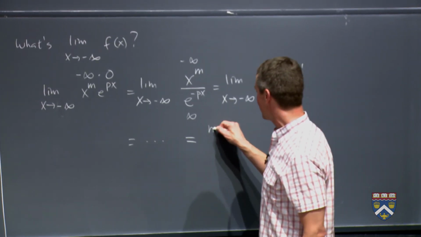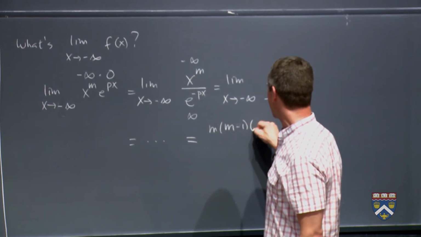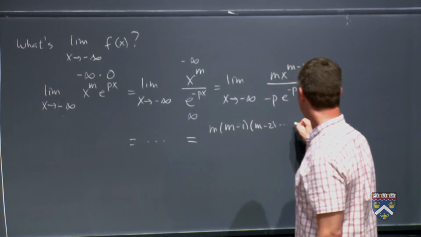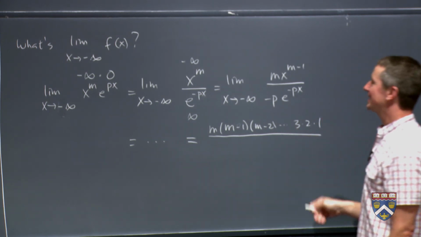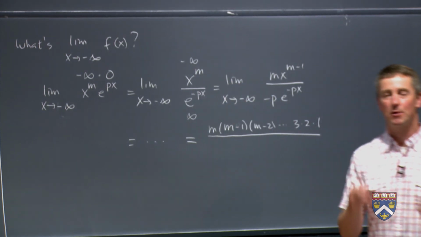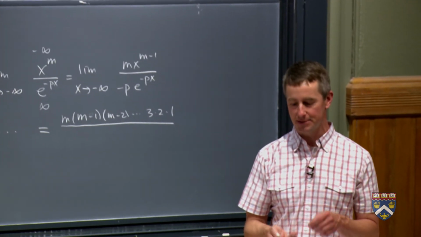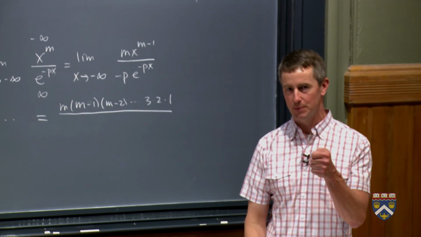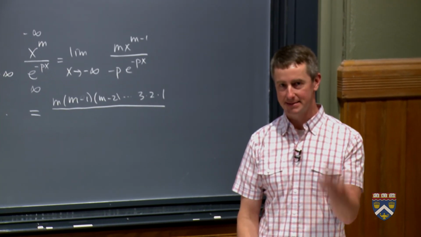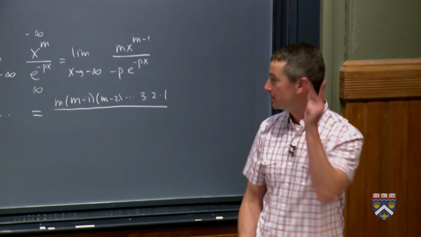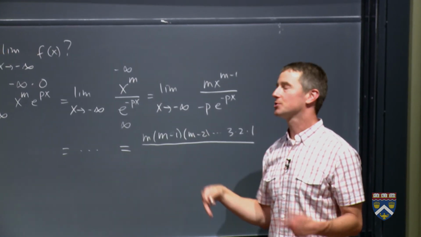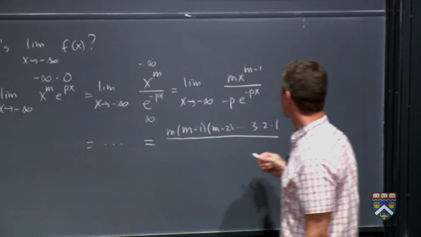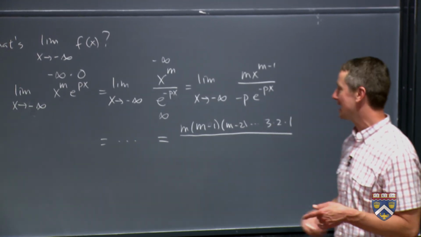There will be an m, and then an m minus 1, and then an m minus 2, dot, dot, dot, and then a 3, and a 2, and a 1. If I started with x to the m, so imagine that we started with x cubed. How many times did we need to do this? The first time x cubed went to 3x squared, then it went to 6x, then it went to 6. So if I started with an x to the 3, I had to do it 3 times here. So if I started with x to the m, I did L'Hopital's rule a total of m times here.